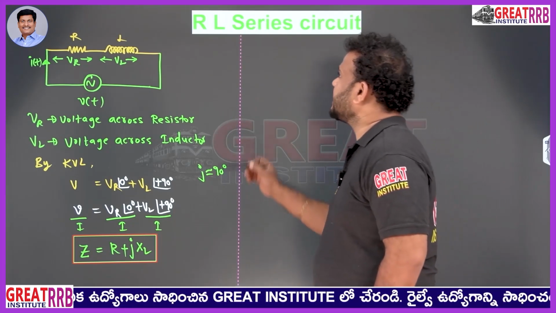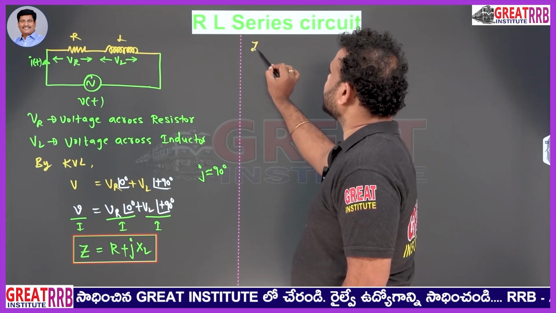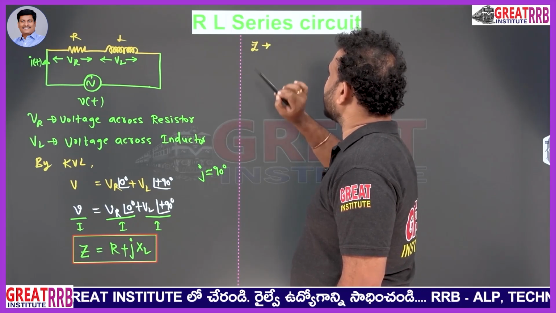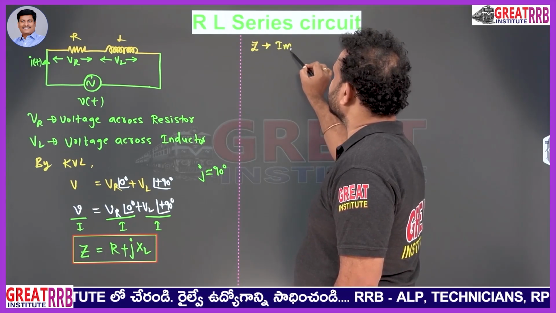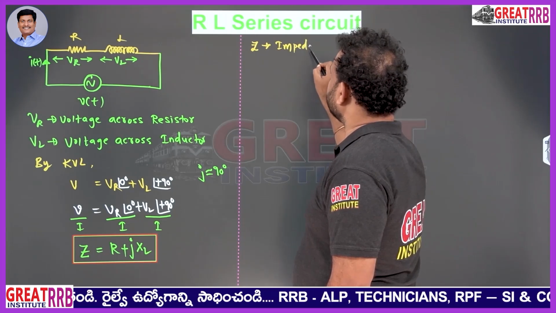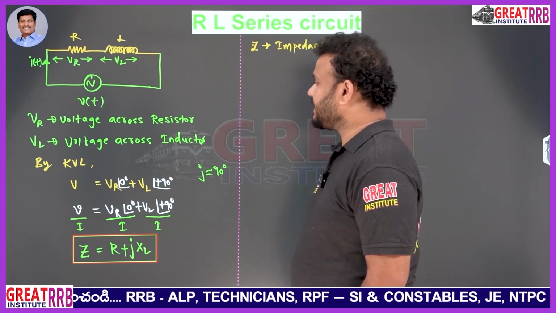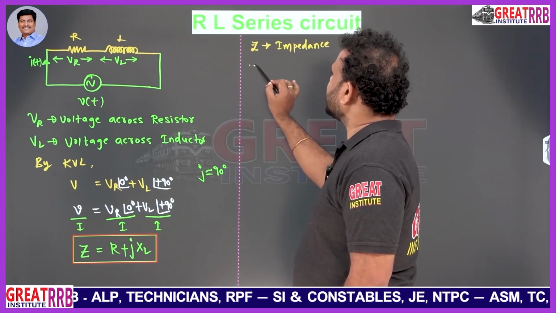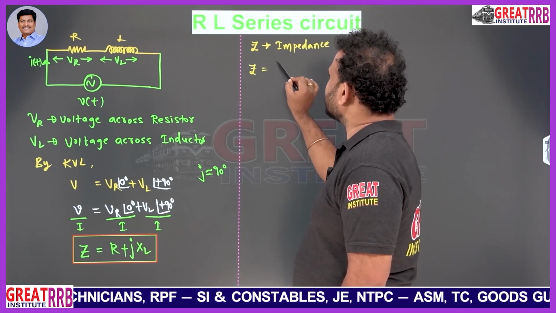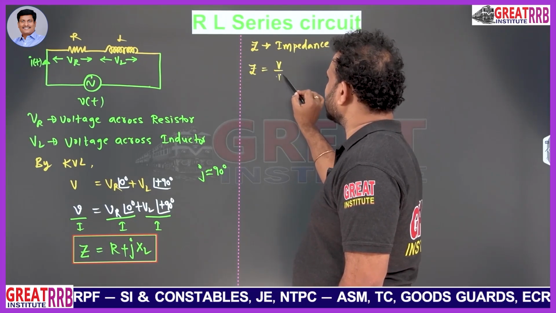So my dear students, here a new parameter that is given, Z, is called impedance. Remember this point. Okay, sir, what is this Z? Z is nothing but voltage upon current.